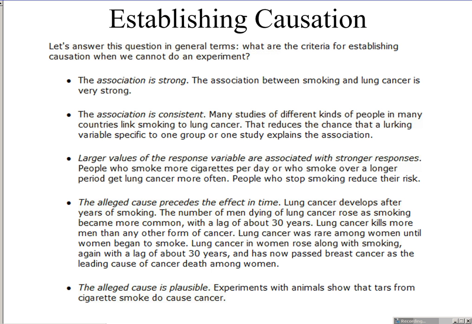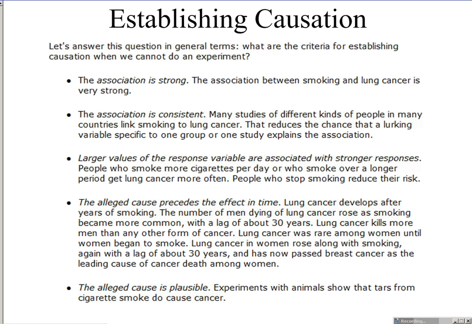If the association is strong, that would be one way. The association between smoking and lung cancer is very strong. Association is consistent. Many studies of different kinds of people in many countries link smoking to lung cancer. That reduces the chance that a lurking variable specific to one group or one study would explain the association. Larger values of the response variable are associated with stronger responses.